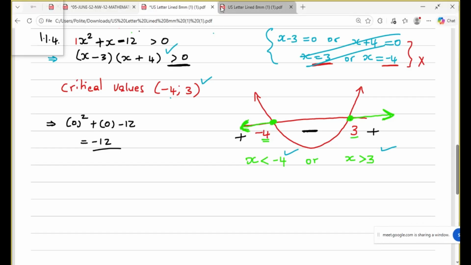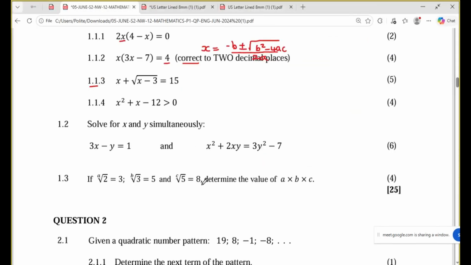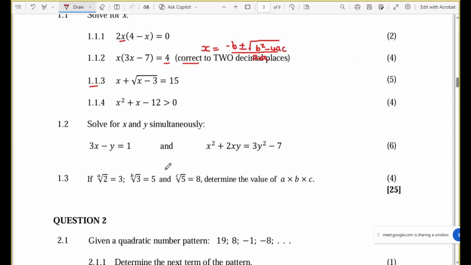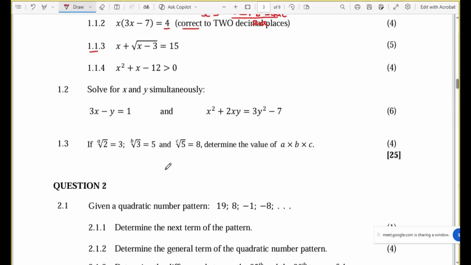So I'm back, and now look at this. 1.2, simultaneous equation. When you work with simultaneous equations, this is something you've been doing from grade 10, and now you are in grade 12. How do you get this 6 marks wrong? I'm going to explain how you miss the 6 marks, how you donate the 6 marks. Let's try to work on those common mistakes that I'll be explaining when I solve this.